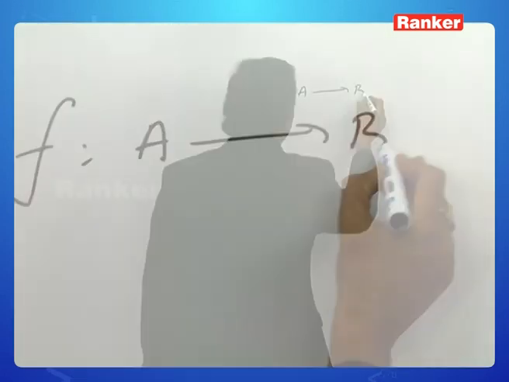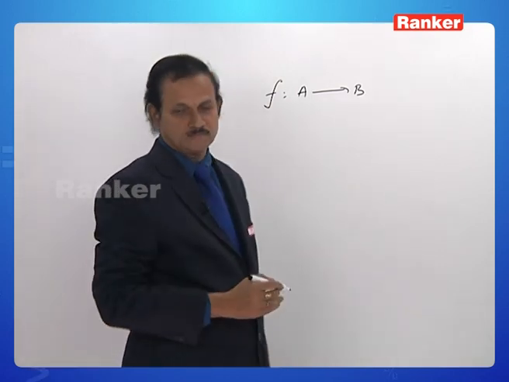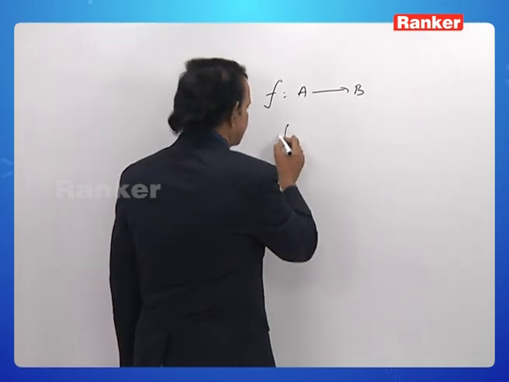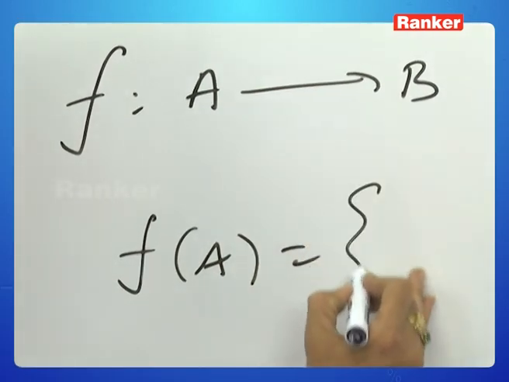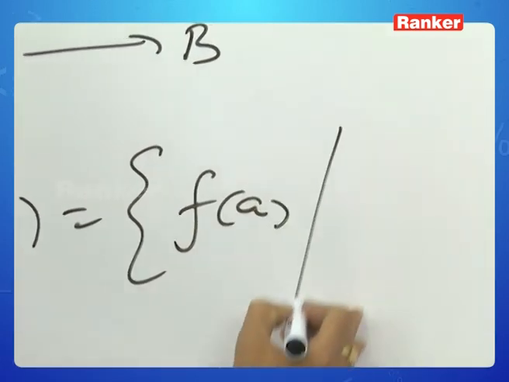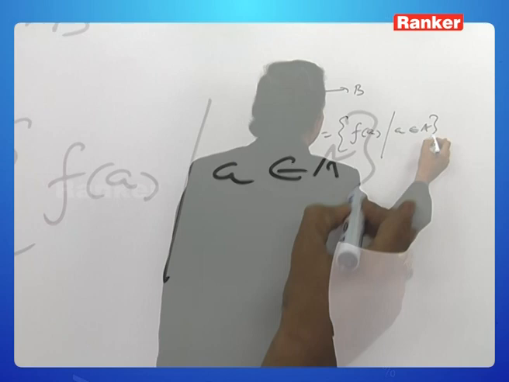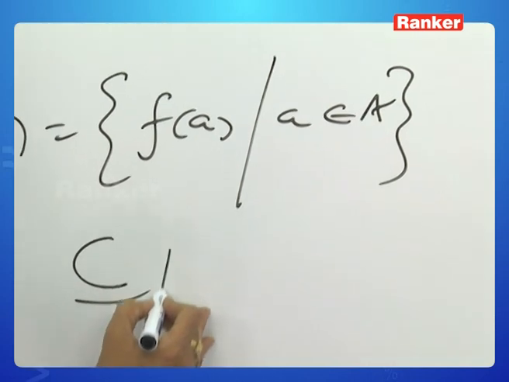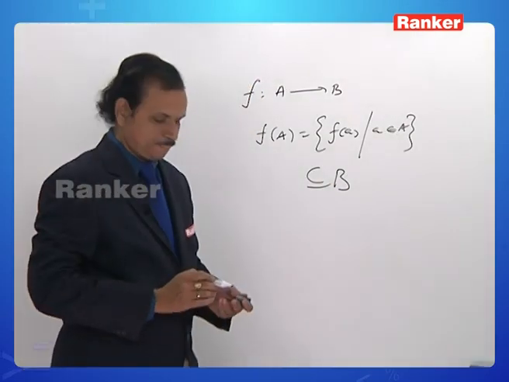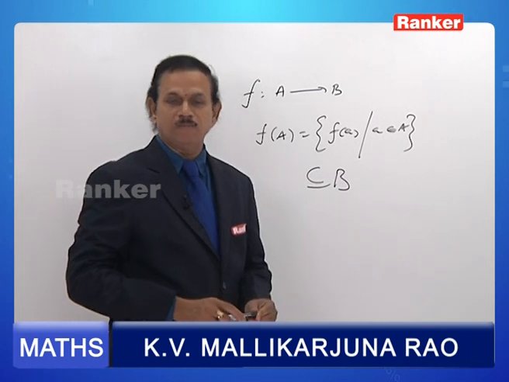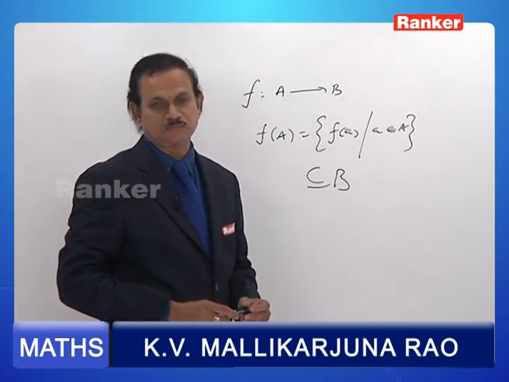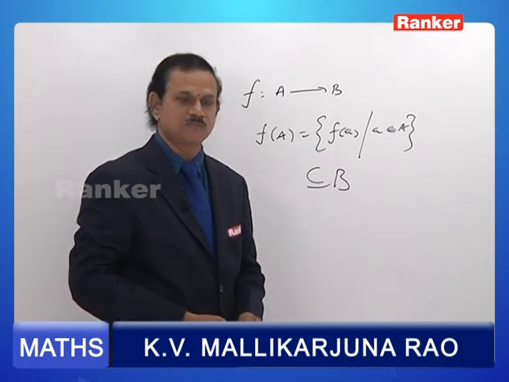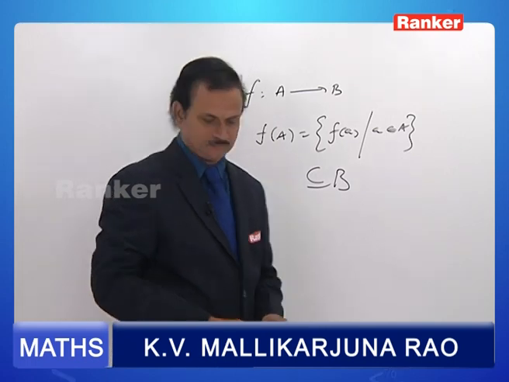If f from A to B is a function, then A is called the domain of the function, and the set f(A), which is equal to the set of all f(a) such that a belongs to A, is called the range of the function f. Of course, it is a subset of the codomain B. Now, we shall discuss the domains and ranges of various functions belonging to various models in the present class.